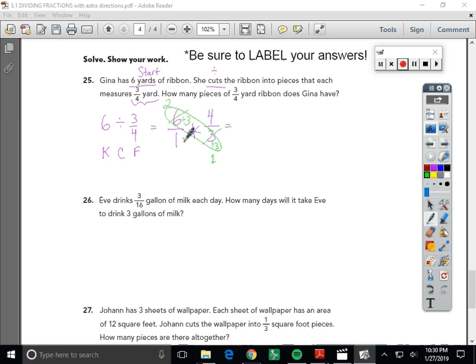Numerator times numerator, 2 times 4 is 8. Denominator times denominator, 1 times 1 is 1. This is the same as 8. But what were we measuring? 8 chihuahuas, 8 pizzas? Let me go back to the question and see if we can find it. How many pieces of 3/4 yard ribbon does Gina have? Oh, she made 8 pieces of ribbon.